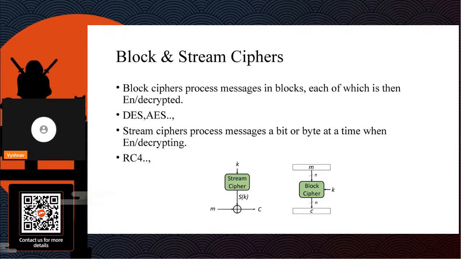In a stream cipher, it encrypts bit by bit or byte by byte. So as we can see in the picture, the key is used to produce a stream of data, and this data is used to encrypt the message in a bit-by-bit manner or byte-by-byte manner. Here, the key can be produced using pseudo-random number generators. An example of a stream cipher is RC4.